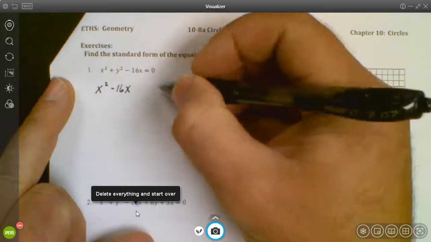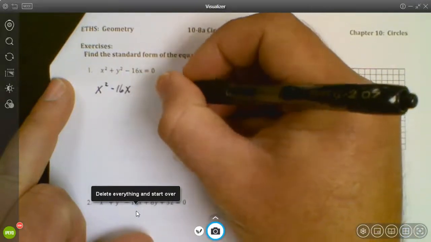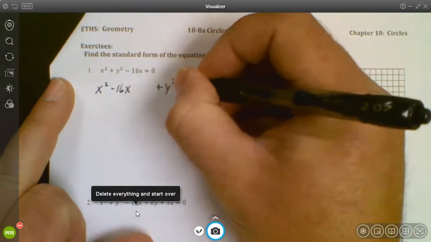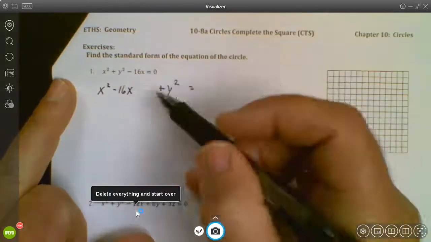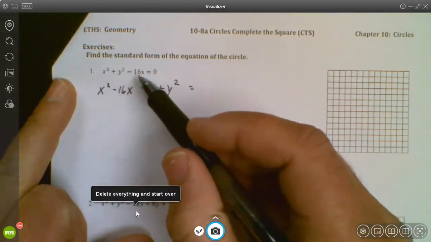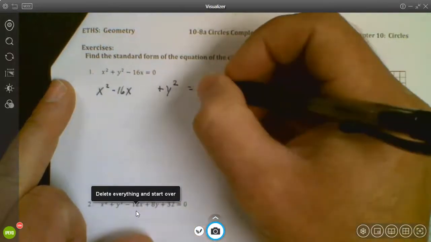I'm going to leave a space, and then I'm going to put my y value. So I had a positive y squared. And on the other side, I would want my constant. If you look at this one, though, I don't have any constants over here. So I can just leave that at 0 for now.